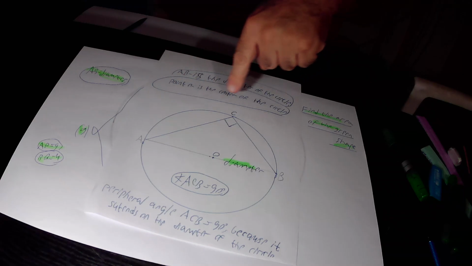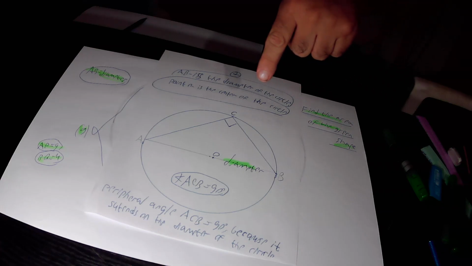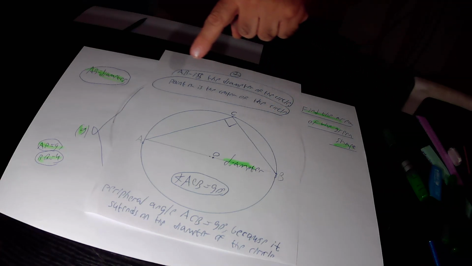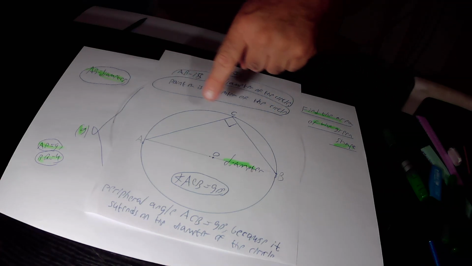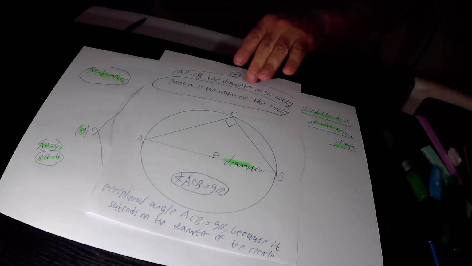This is peripheral angle ACB that subtends on chord AB, that is the diameter of this circle, and therefore according to this rule 7, peripheral angle ACB must be equal to 90 degrees in size because it subtends on the diameter of the circle. Therefore, according to this rule, any peripheral angle that subtends on the diameter of the circle must be equal to 90 degrees in its size.